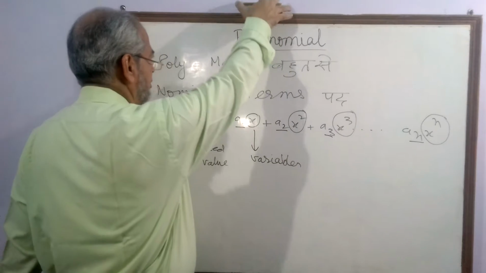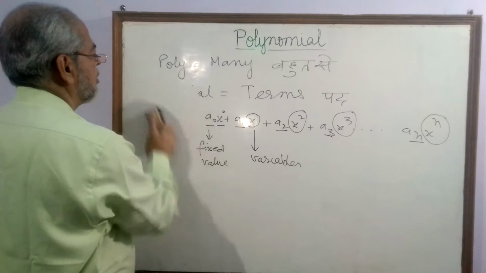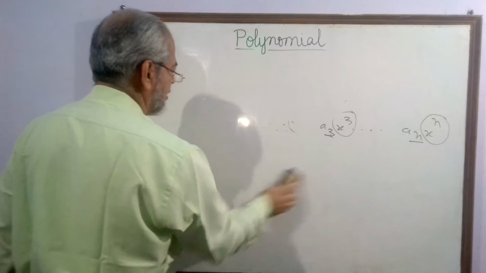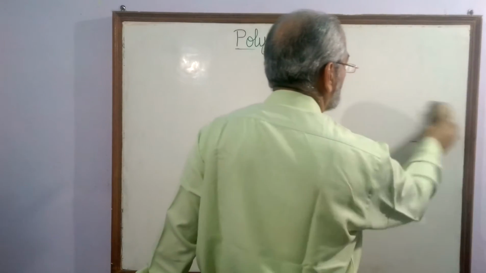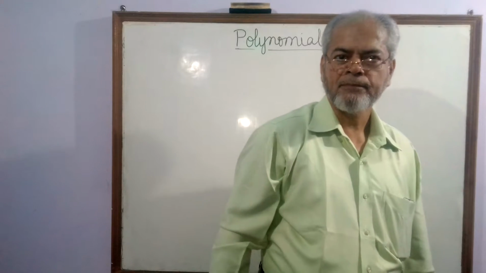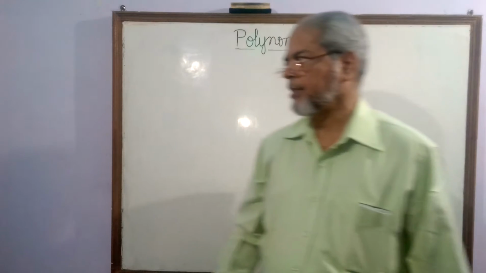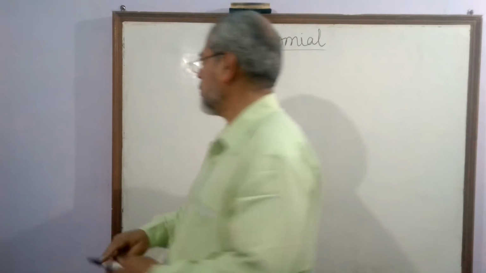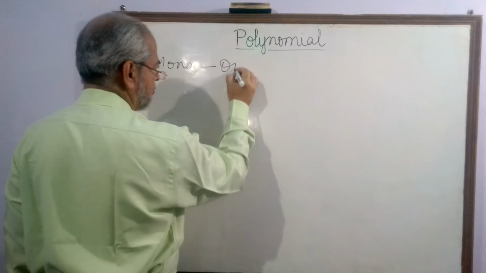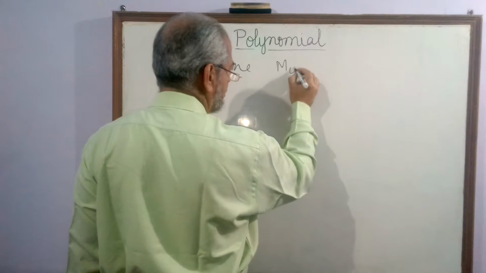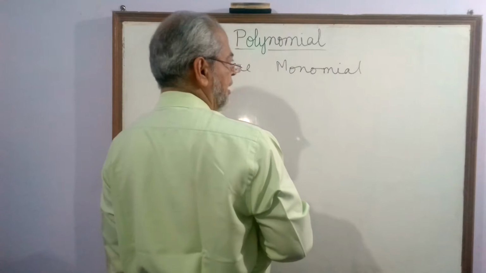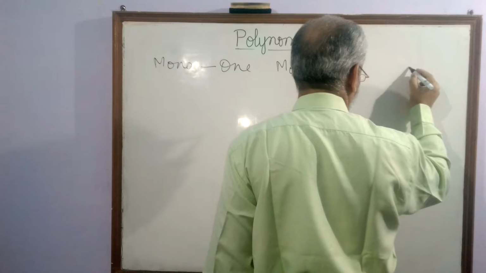And there are many types of polynomials. For example, monomial, binomial, trinomial, tetranomial, pentanomial, hexanomial, septanomial, octanomial, nonanomial and decanomial. So as we know, mono means 1. So monomial is a polynomial which has only one term.